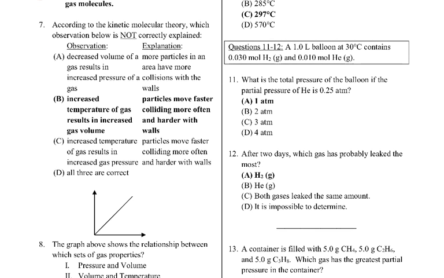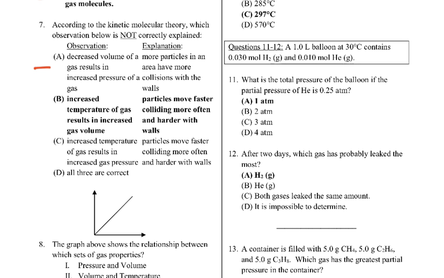Number 7, according to kinetic molecular theory, which observation is not correctly explained? So let's look at the answers. Decreased volume of a gas results in increased pressure. So if you decrease the volume, it increases the pressure. That's true. Why? Because more particles in an area have more collisions with the walls.